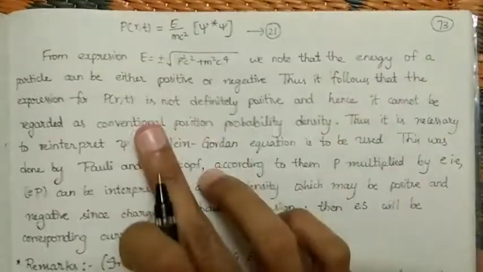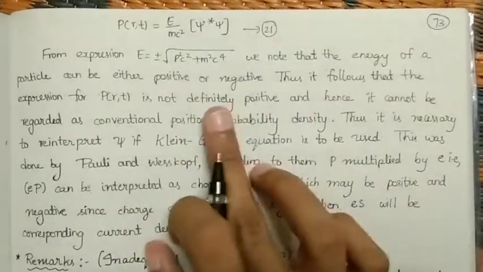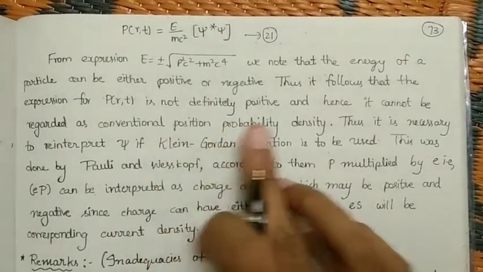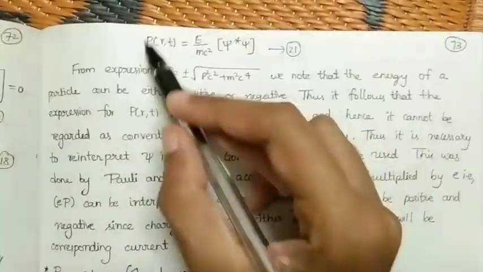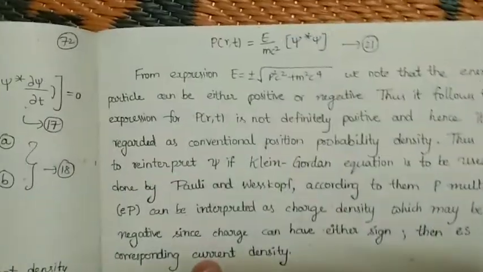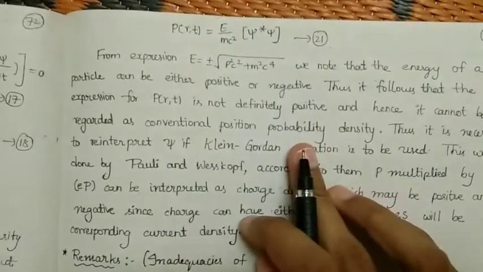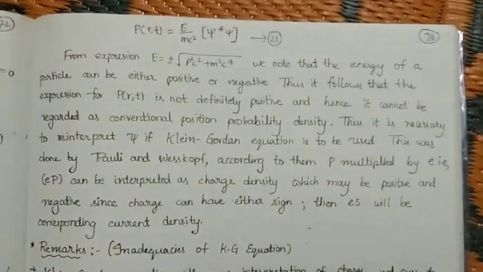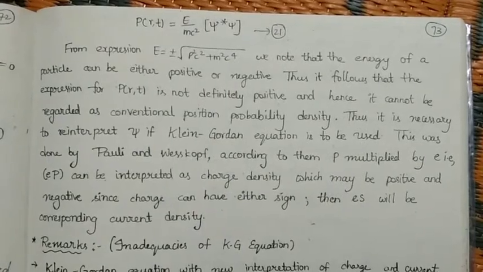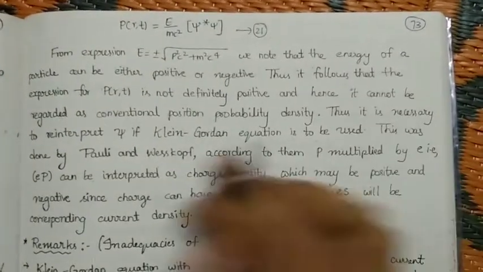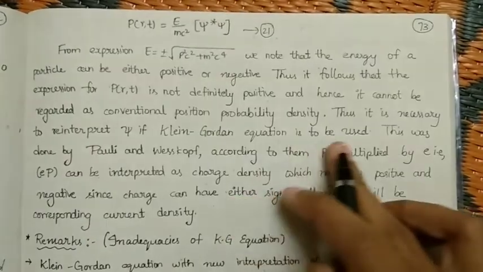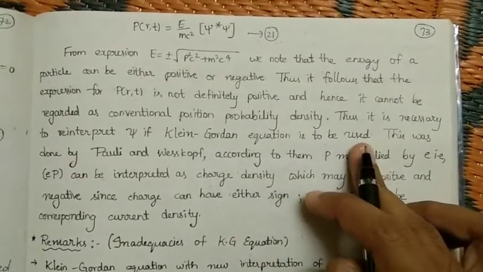Thus it follows that the expression for p of r comma t is not definitely positive, and hence it cannot be regarded as a conventional position probability density. The term p of r comma t which we have obtained here is not definitely going to be a position probability density, because it has positive as well as negative values, but probability has to be only positive. So it is necessary to reinterpret xi if the Klein-Gordon equation is to be used.